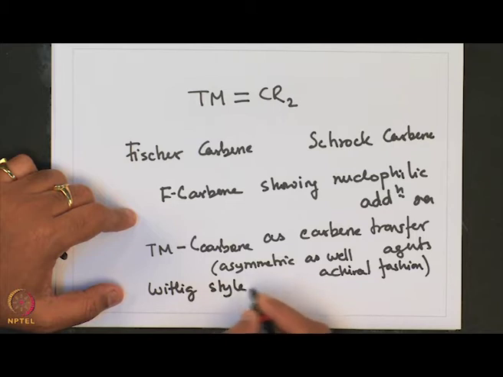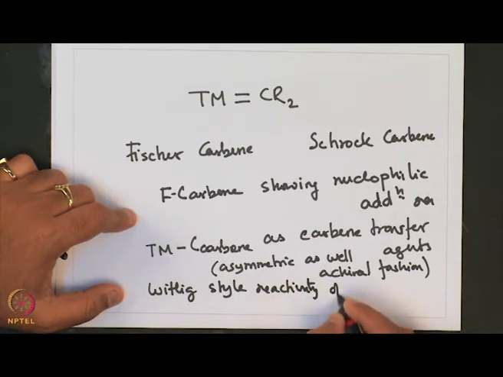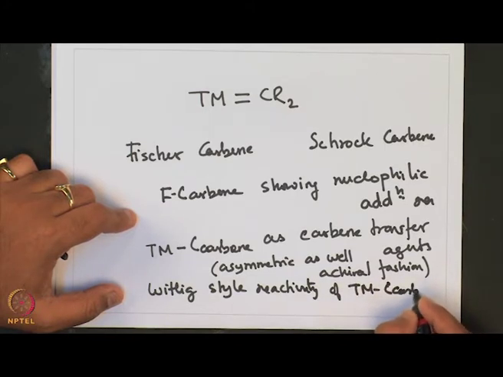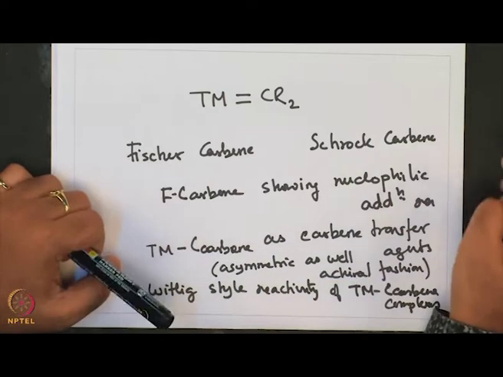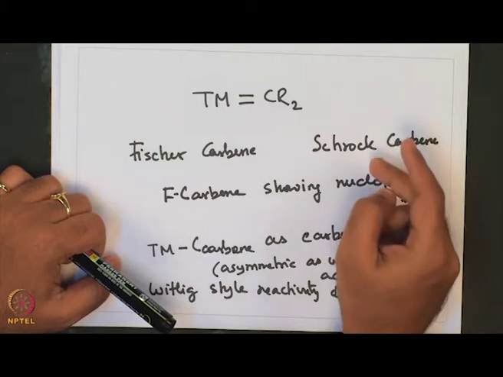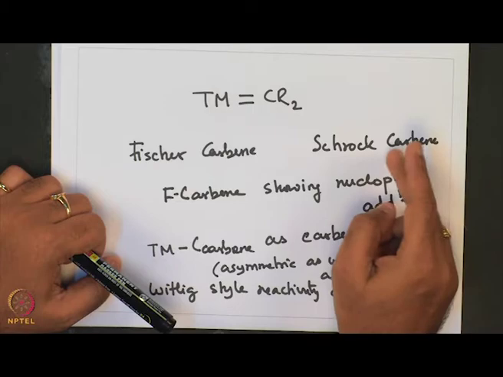We have also looked at Wittig style reactivity of these transition metal carbene complexes, and we also had seen the utility of transition metal carbene complexes in benzannulation reactions, where they are used for producing aromatic rings when reacted with alkyne. Now, we are going to look into this discussion from the Schrock carbene perspective, because as the Fischer carbene was showing nucleophilic addition reactions, Schrock carbenes show electrophilic reactions, and we are going to study that in a bit more detail in this lecture.